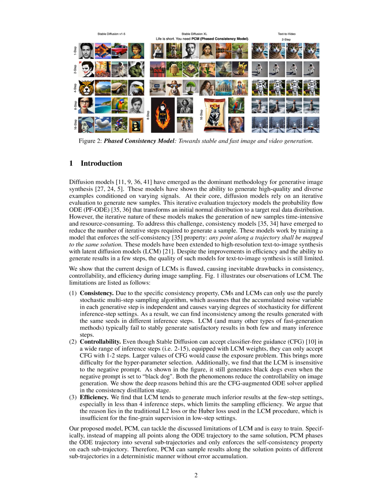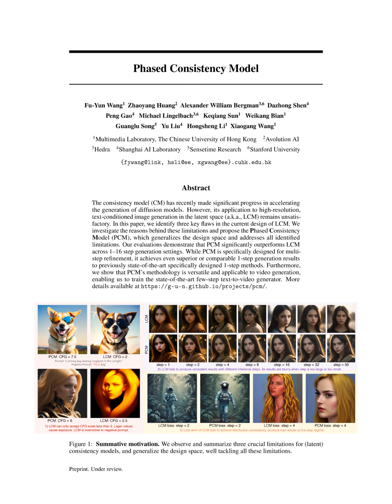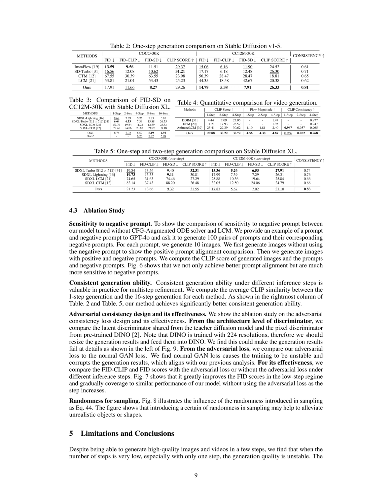7. Complexity. The proposed phased consistency model, PCM, introduces additional complexity in the form of multiple sub-trajectories and boundary conditions, which may increase the computational cost and training time. 8. Adversarial loss instability. The adversarial loss introduced for enforcing distribution consistency may lead to training instability and potentially corrupt the generation results, especially when combined with standard GAN training.